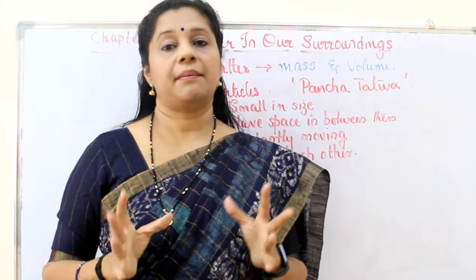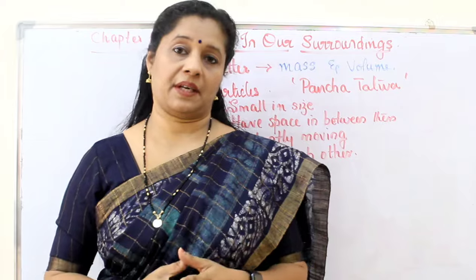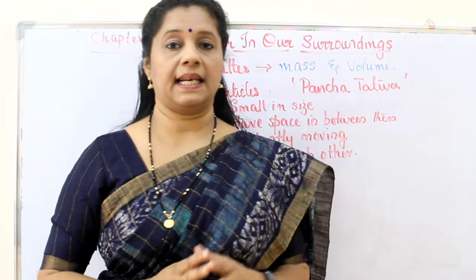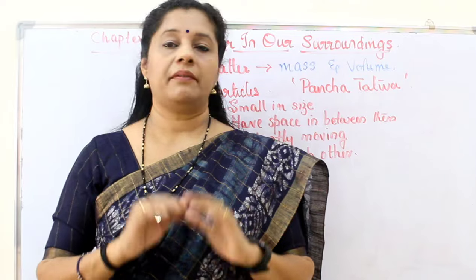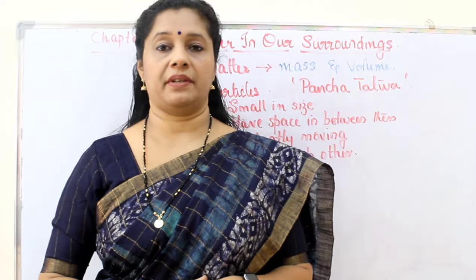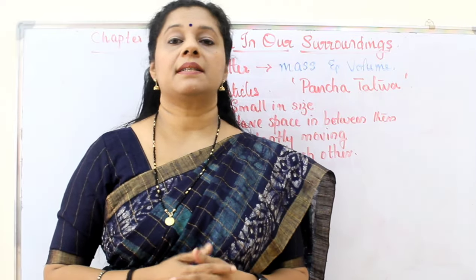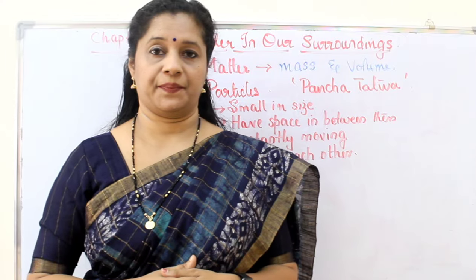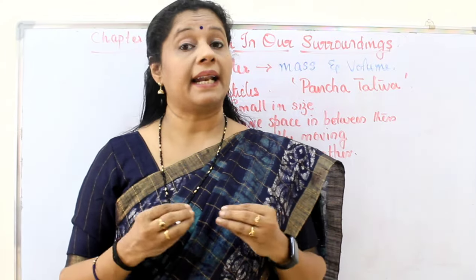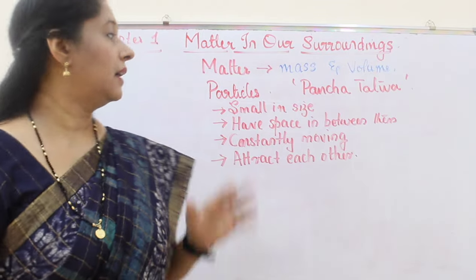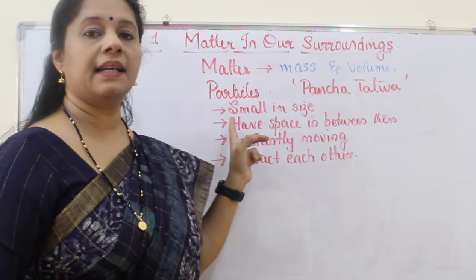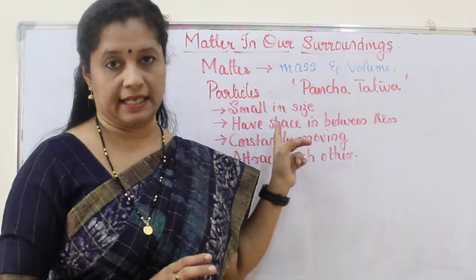Chemists have divided matter into two different classifications. One based on its physical nature, second based on its chemical nature. In this chapter, we are dealing only with the physical part of this matter, and in later chapters we will learn about chemical also. So let's start with the characteristics of particles. What are the characteristics of particles? We will discuss one by one. First, particles are very small or tiny in nature.